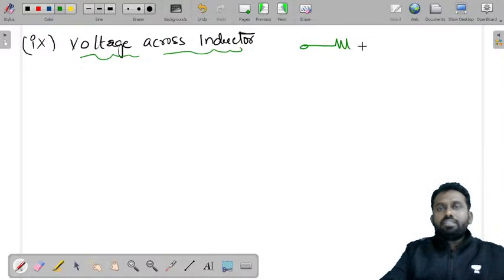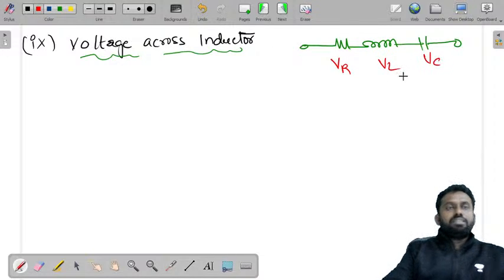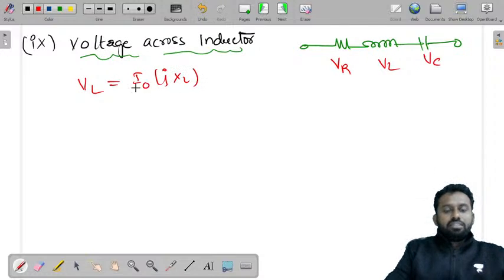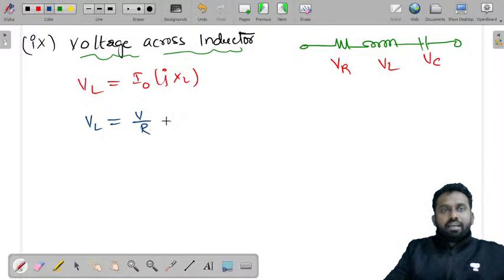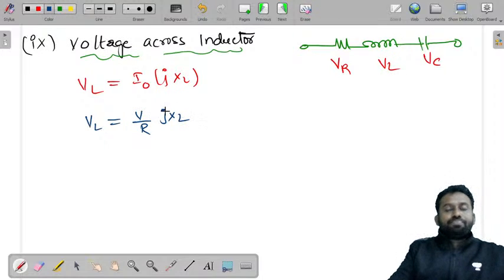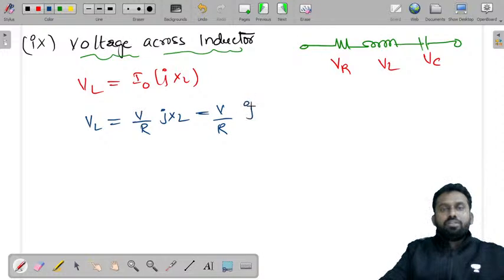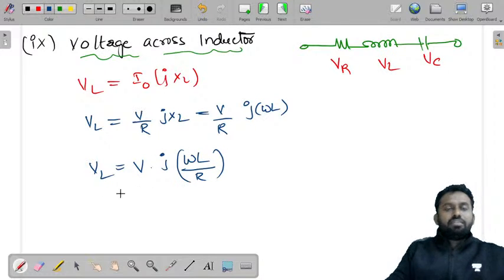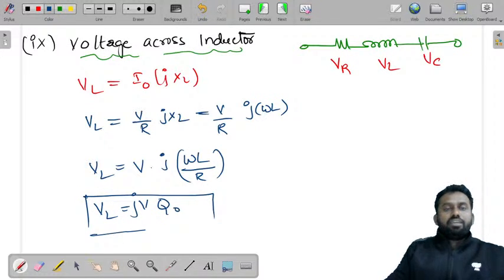You have a resistor, an inductor and a capacitor. So the voltage across the resistor is VR, across the inductor is VL, and across the capacitor is VC. So VL is equal to I into jXL, where I is I naught. So VL is equal to V by R into jXL. With XL as omega L, VL is equal to V into j omega L by R. So VL is equal to j into V into Q naught, where Q naught is the quality factor.